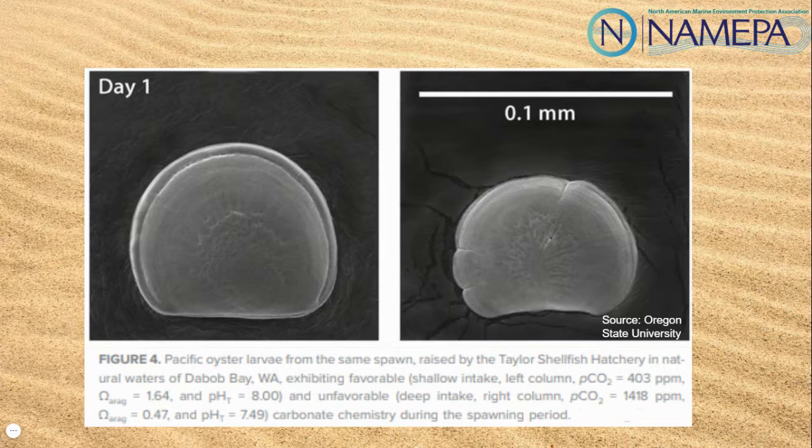This study is especially interesting because it was conducted because shellfish hatcheries in the Pacific Northwest were seeing record-breaking larval mortality. So already we can see that ocean acidification is having big economic impacts.